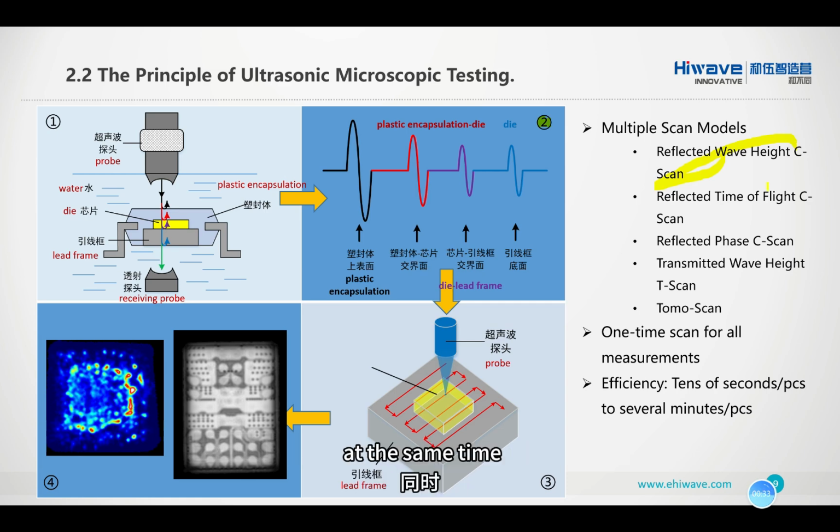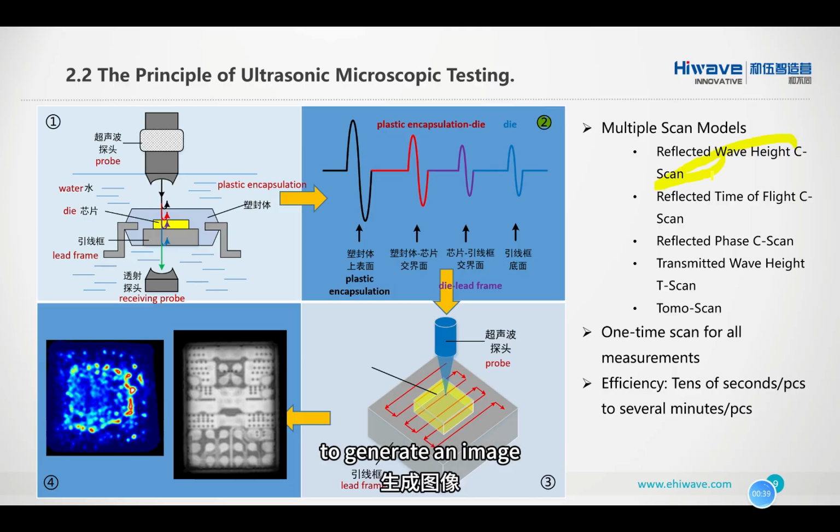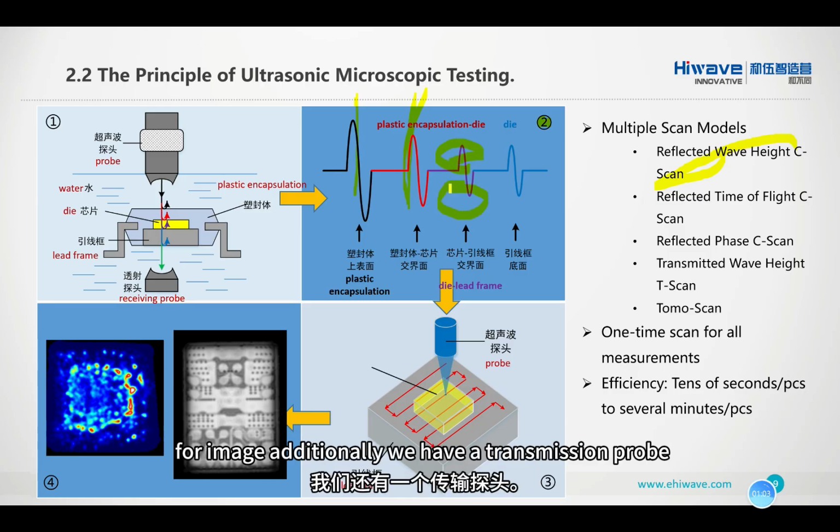At the same time, we can also conduct time of flight scanning to generate an image. It's based on the time of flight between two signals. Reflection phase scanning is performed based on positive or negative phase for imaging.